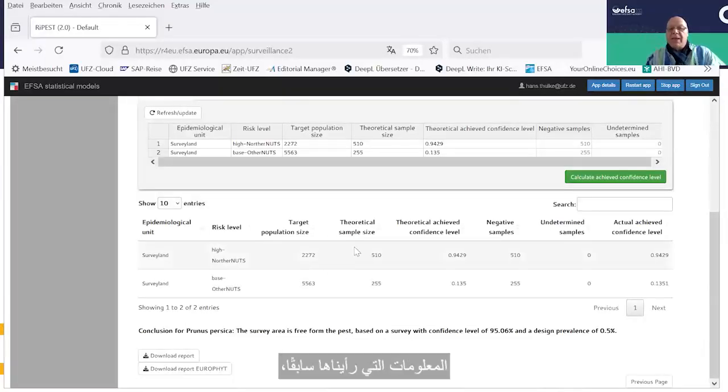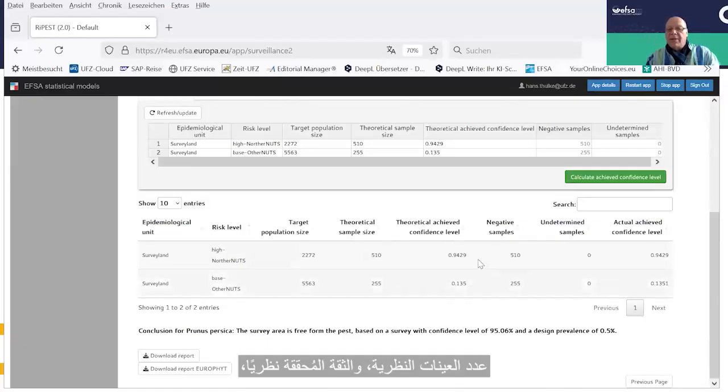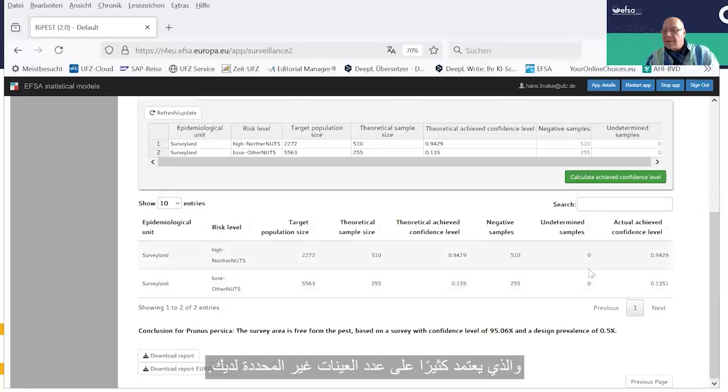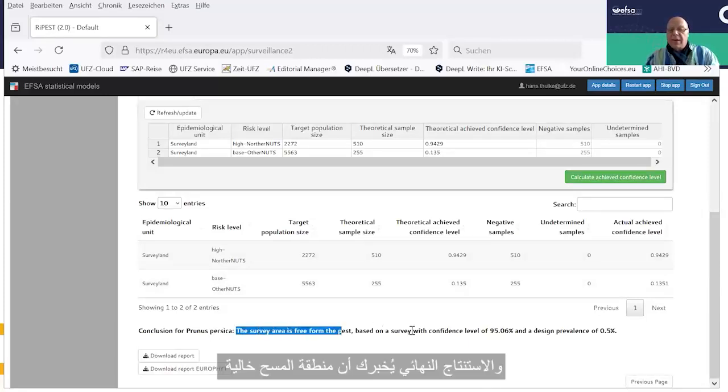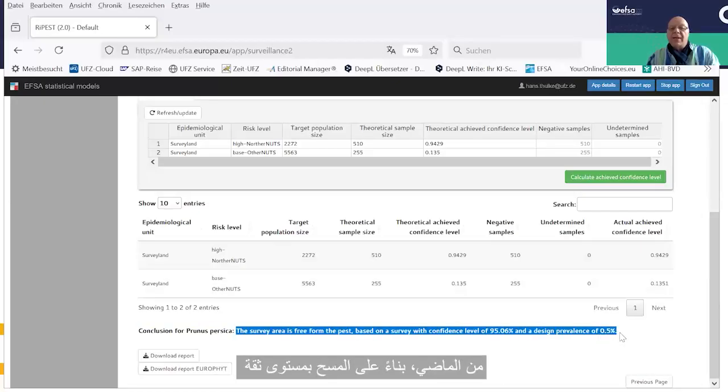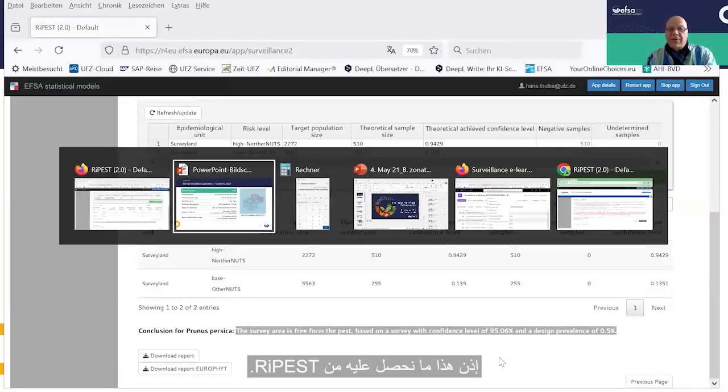So you have repeated the information that we have seen before: the number of theoretical samples, the theoretically achieved confidence, the number of negative samples, numbers that were not determined, and the finally achieved confidence level, which would depend a lot on how many undetermined samples you have. The final conclusion tells you that the survey area is free from the pest based on a survey with a confidence level of 95 point something percent and a design prevalence of 0.5%. So that's what we get from Ripest.